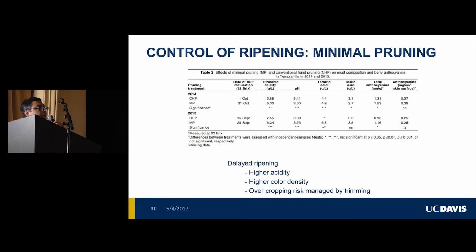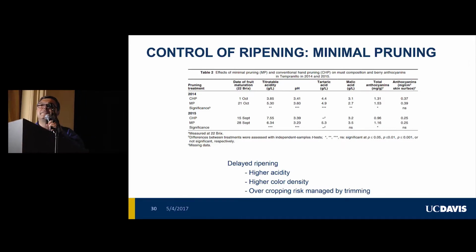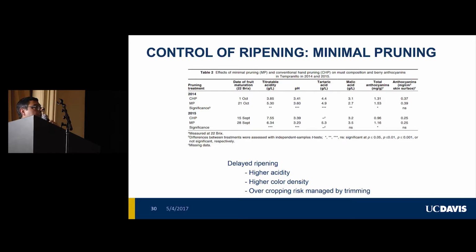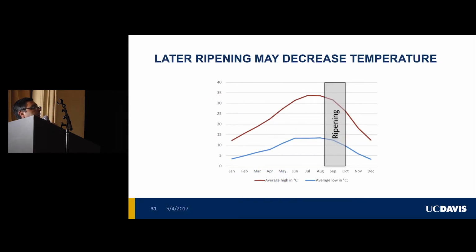So in this case, we can interpret this as a concentration effect, not necessarily a biosynthesis effect. But being able to harvest berries a lot later than conventional times might be of value, as we're seeing these giant heat spikes that might be lasting 10 days or longer in the North Coast. So later ripening may decrease temperature at harvest.